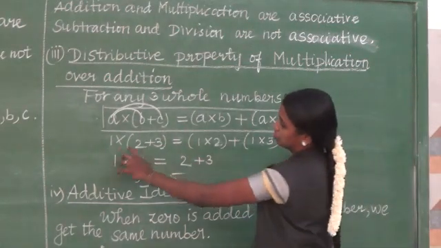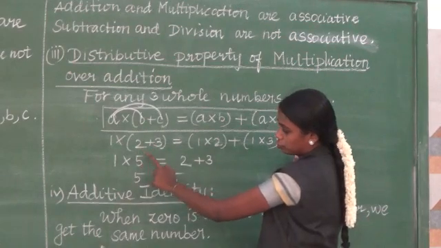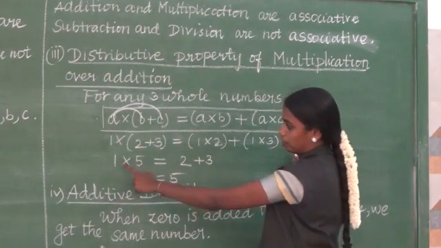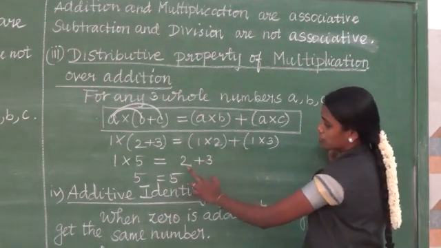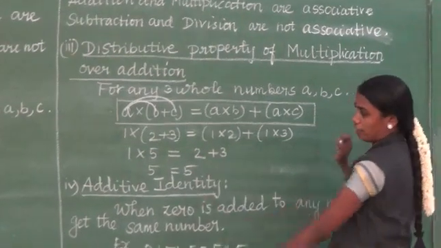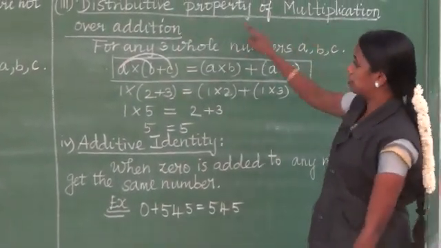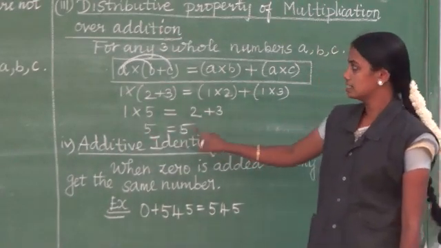Now solve this. First preference for the bracket: 2 plus 3 equal to 5. 1 into 5 equal to 5. Here 1 2s are 2, 1 3s are 3, so 2 plus 3 is 5. So the distributive property of multiplication over addition is satisfied because on both sides we get the same answer.